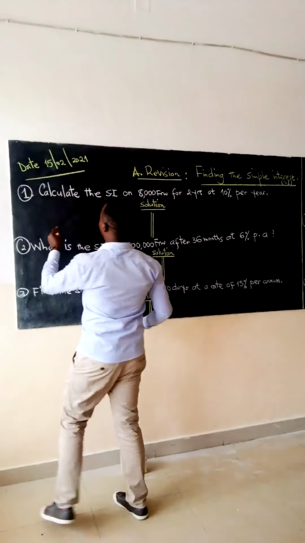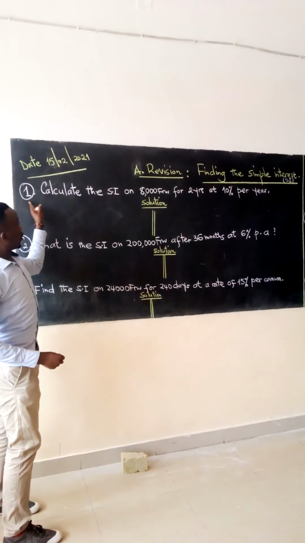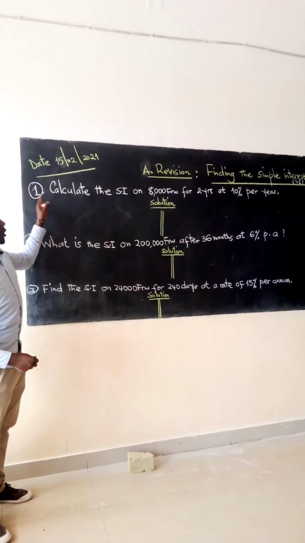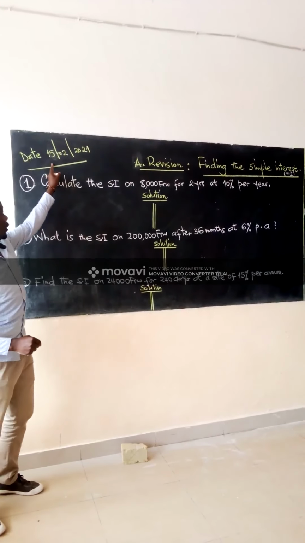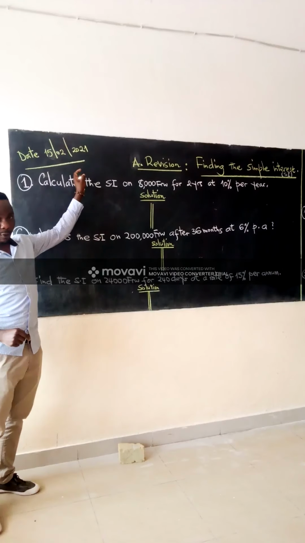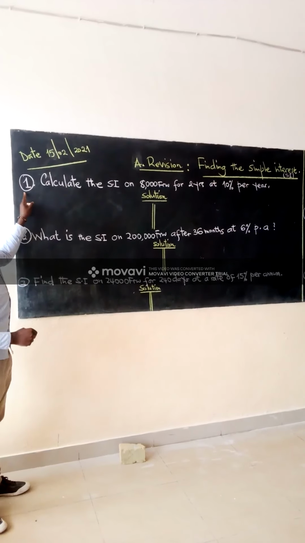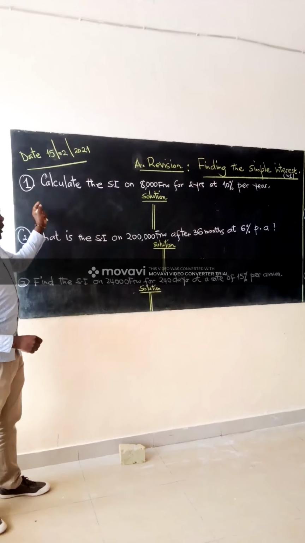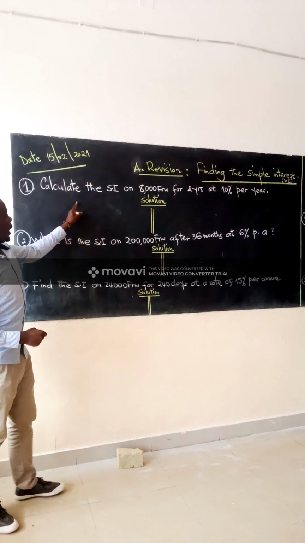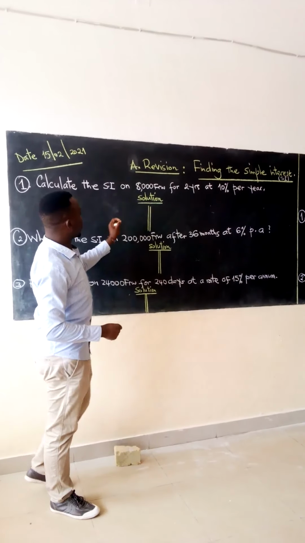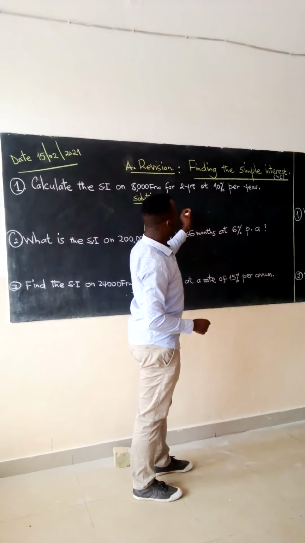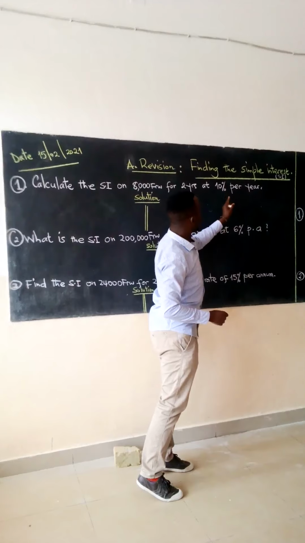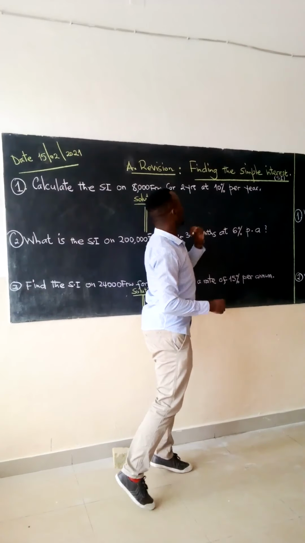Follow. Now I have a revision question number 1. By the way, remember today we are on 15 February 2021. Question number 1. Can you read? Calculate the simple interest on 8,000 francs for 2 years at 10% per year.